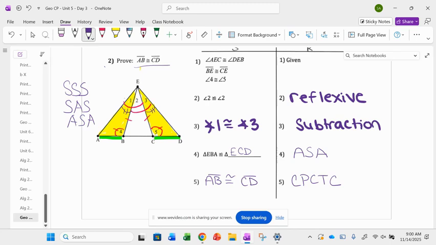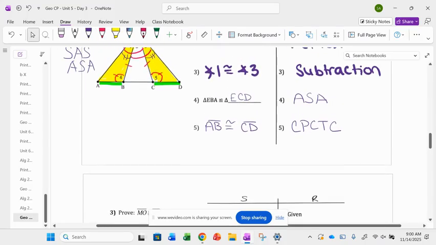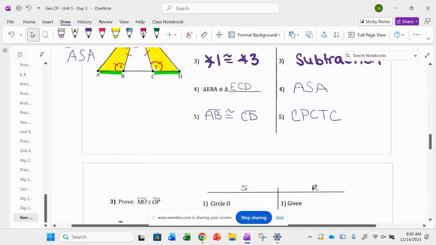Can I ever use CPCTC before I prove triangles congruent? Never. We can never use CPCTC before we prove triangles congruent. We only use it after we've proven triangles congruent. So like the last thing first. We could do things beyond CPCTC, so it's not always the last statement, but it's always just after we prove the triangles congruent.